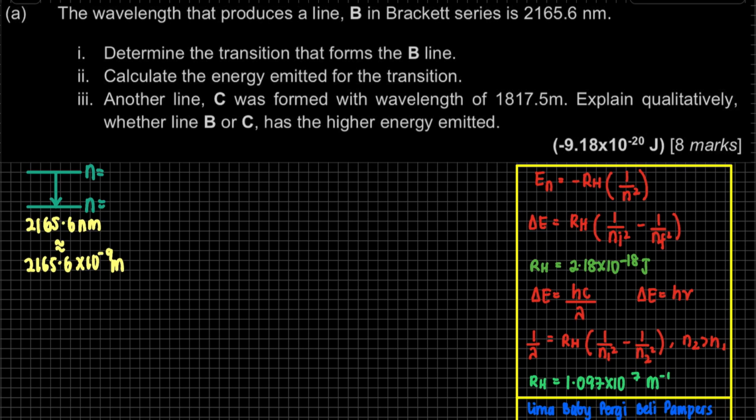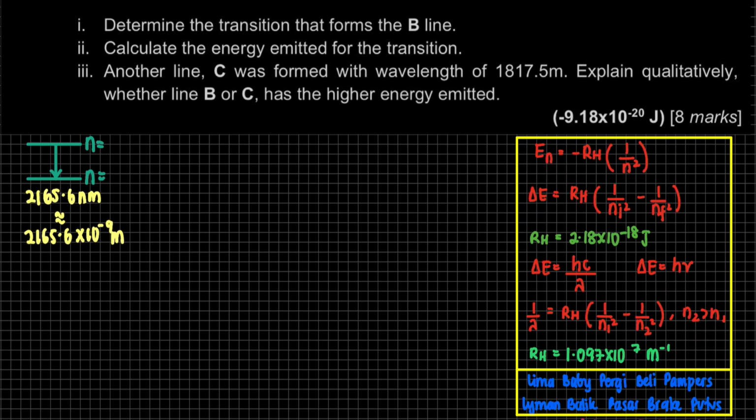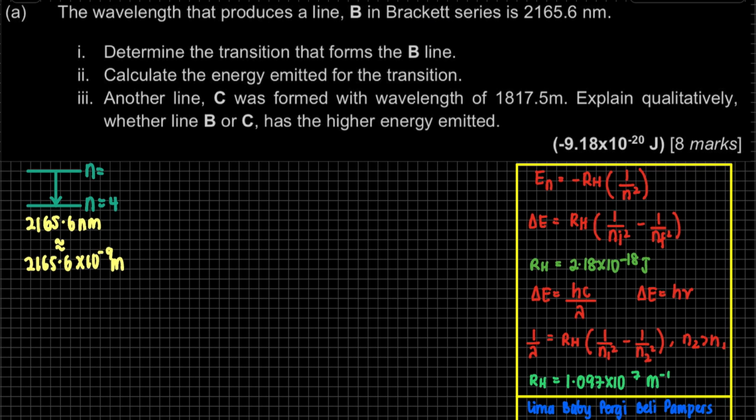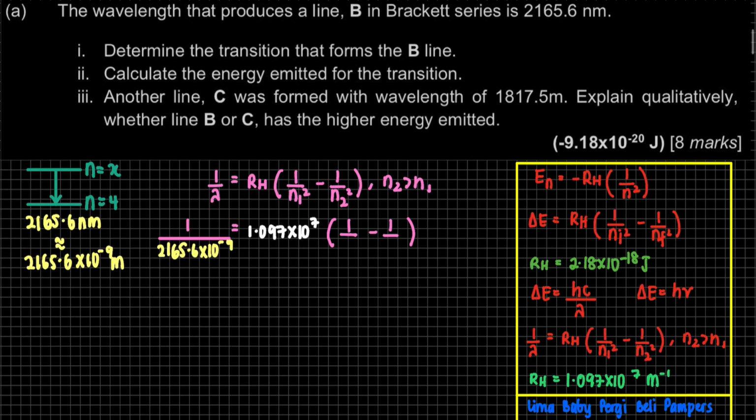So the hint given is the Brackett series. Remember, Brackett is the fourth one. So for the Brackett series, our ground state is n equal to 4. But we do not know what is the excited state, the higher energy level. So we're going to use this formula straight away. When writing the formula, you have to put n2 is bigger than n1, or n1 smaller than n2. It's the same, but this one is compulsory for you to write.